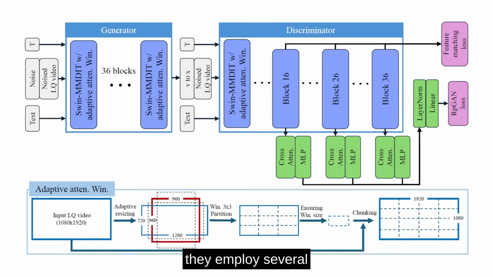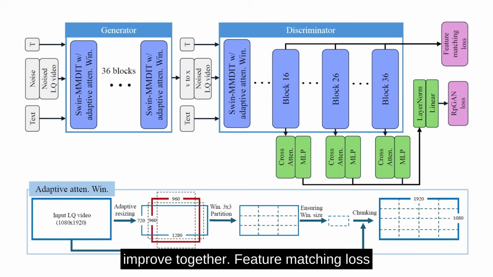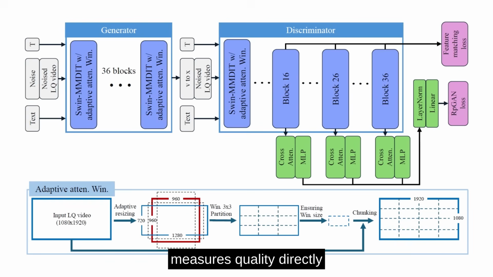To stabilize training, they employ several mathematical guardrails. RP GAN loss prevents mode collapse to avoid repetitive outputs. R1 and R2 regularization keeps the discriminator from becoming overconfident, ensuring both neural networks improve together. Feature matching loss measures quality directly in latent space, avoiding the expensive pixel space calculations.